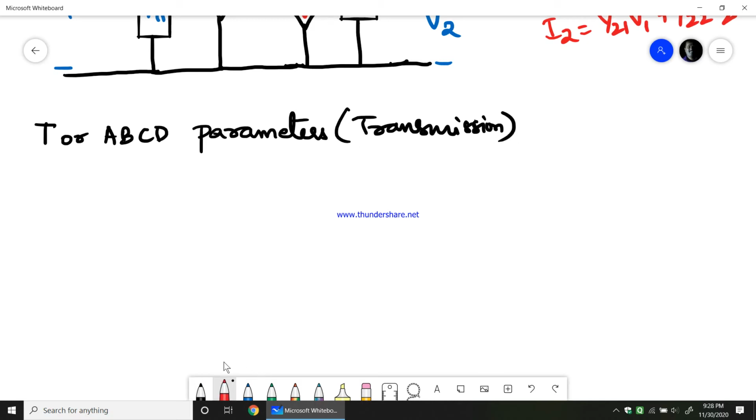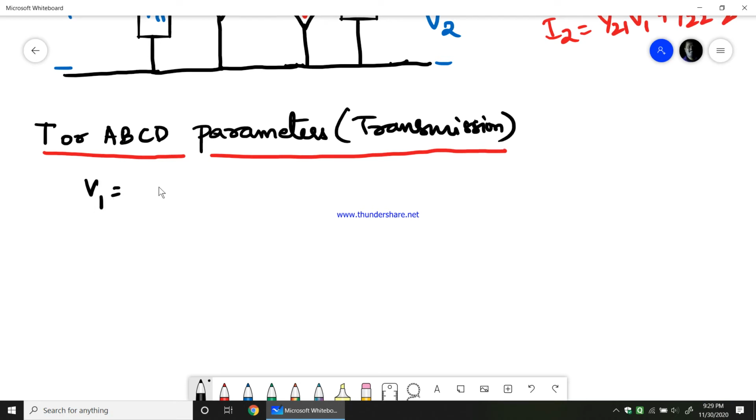So the two equations for transmission parameters are, the first one, so why is it called ABCD? Because now the parameters are represented by A, B, C, D. The first one is V1 equals A into V2 minus B into I2. Similarly, the other equation is I1 equals C into V2 minus D into I2.